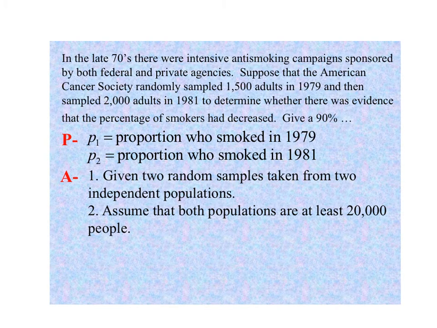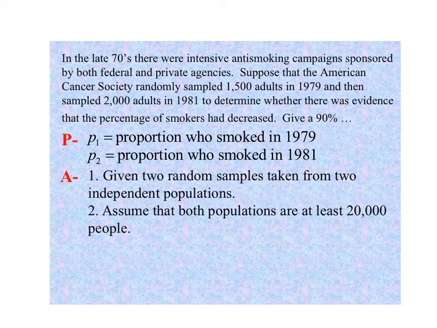And so I have 2 parameters that I'm interested in. I'm interested in the proportion of people who smoked in 1979. And my second parameter is the proportion of people who smoked in 1981. And what are we trying to determine, right? We're trying to determine whether there was a difference in the proportion of smokers. Was there evidence to show that the percentage of smokers decreased in the span of these 2 years, right?